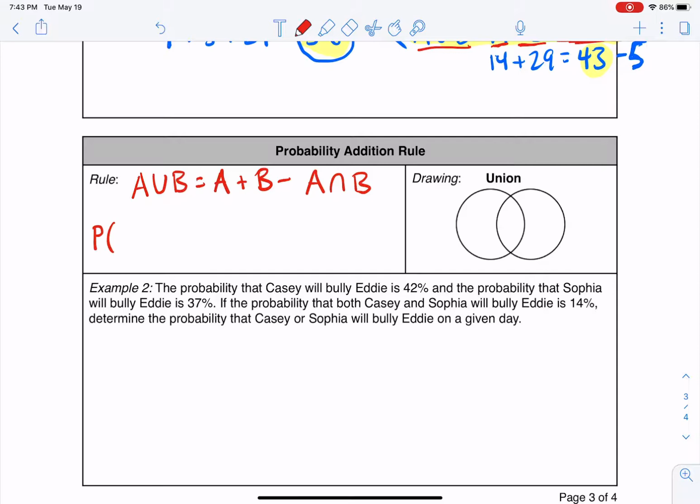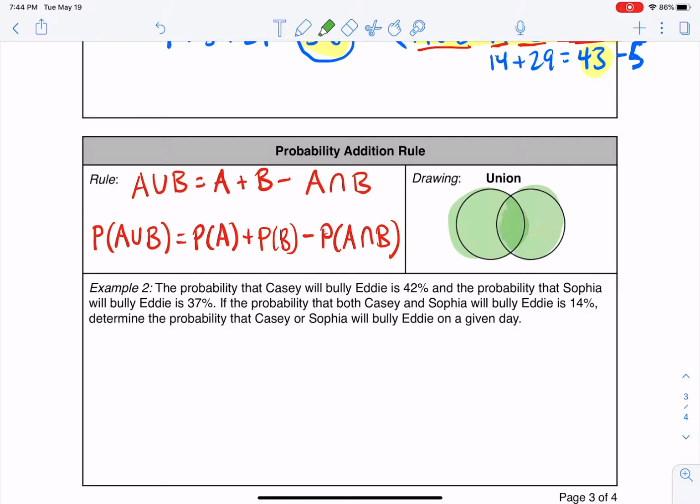If we're talking about probability, we're just going to add our probability symbol in front of the union and intersection part of the elements. So the way we say it is the probability of the union of A and B is equal to the probability of A plus the probability of B minus the probability of the intersection of A and B. As a drawing, what we're interested in is everything that's included in element A, element B, and what they share.